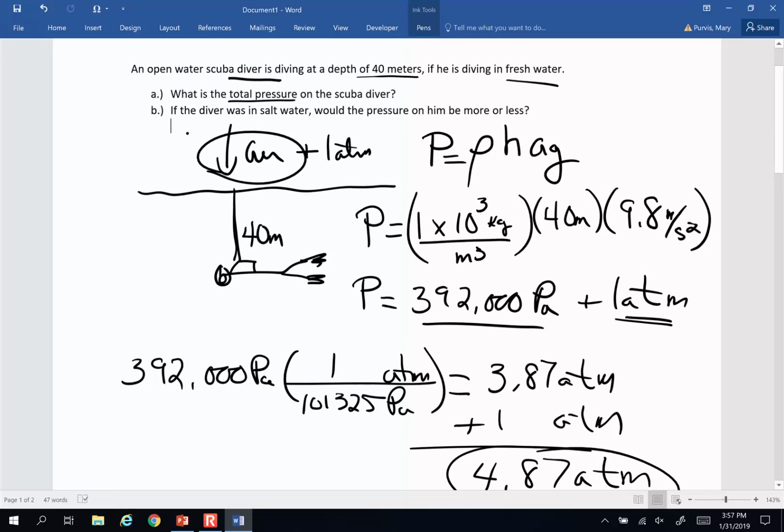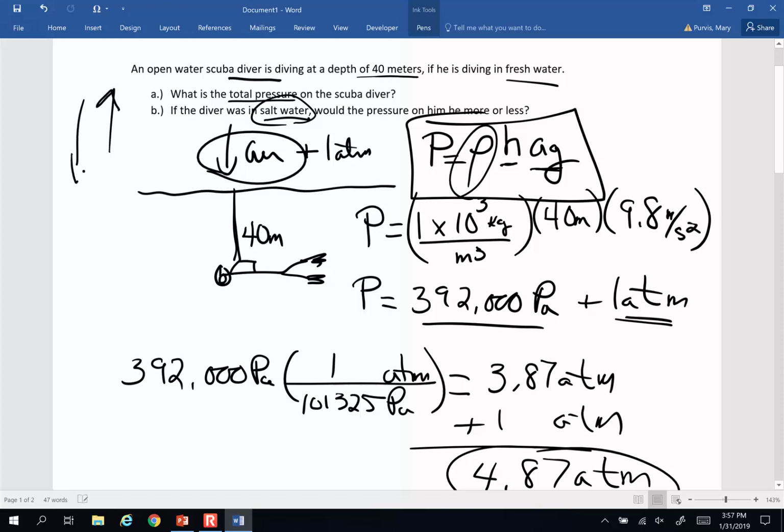All right, now that's the first part of the problem. The second part of the problem says, if the diver was in salt water, would the pressure on him be more or less? So let's think this through a little bit. This is our equation. The pressure is dependent upon the height, so that's not going to change with salt water. Acceleration of gravity is not going to change. So the thing that's going to vary with salt water is going to be density. What do you think is going to be bigger in salt water? Is density going to be bigger in salt water, or is density going to be less?